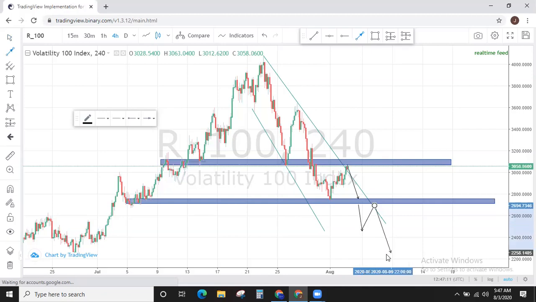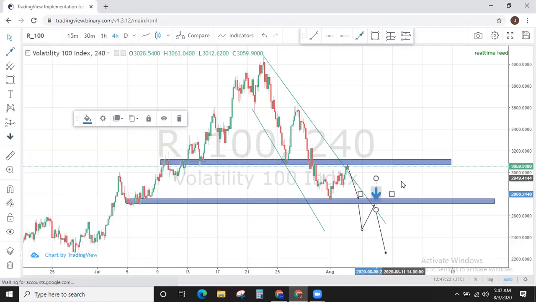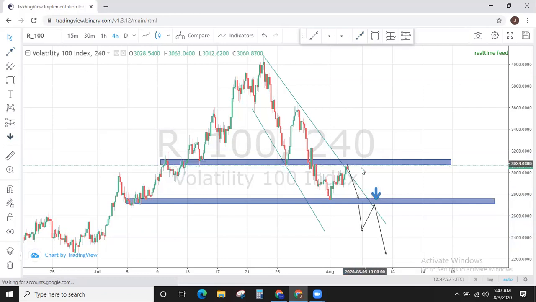We can make our entry here. This can be our entry point.